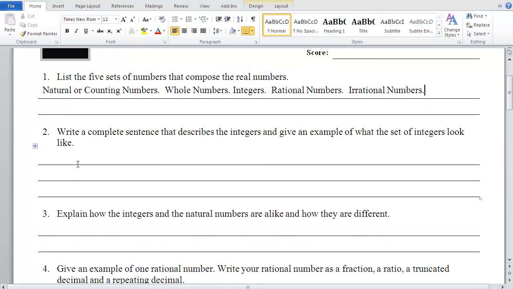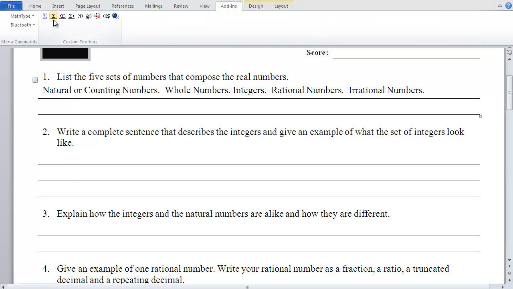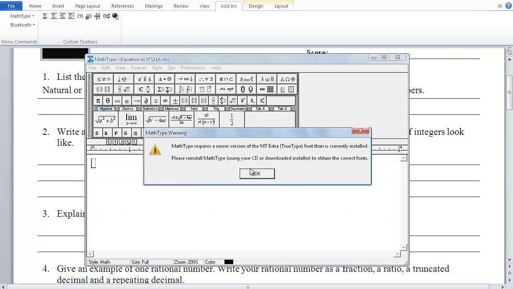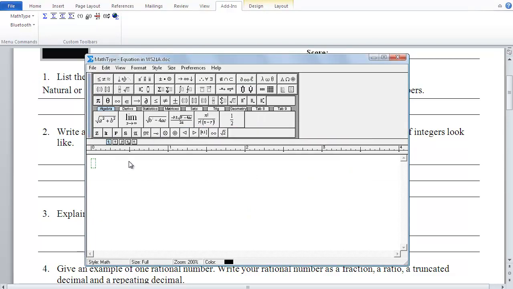Say, okay, number 2, write a complete sentence that describes the integers and give an example of what the set of integers look like. So let's do the sample set first, and I'm going to go up here and get a little program called MathType. So let's write the set of integers.